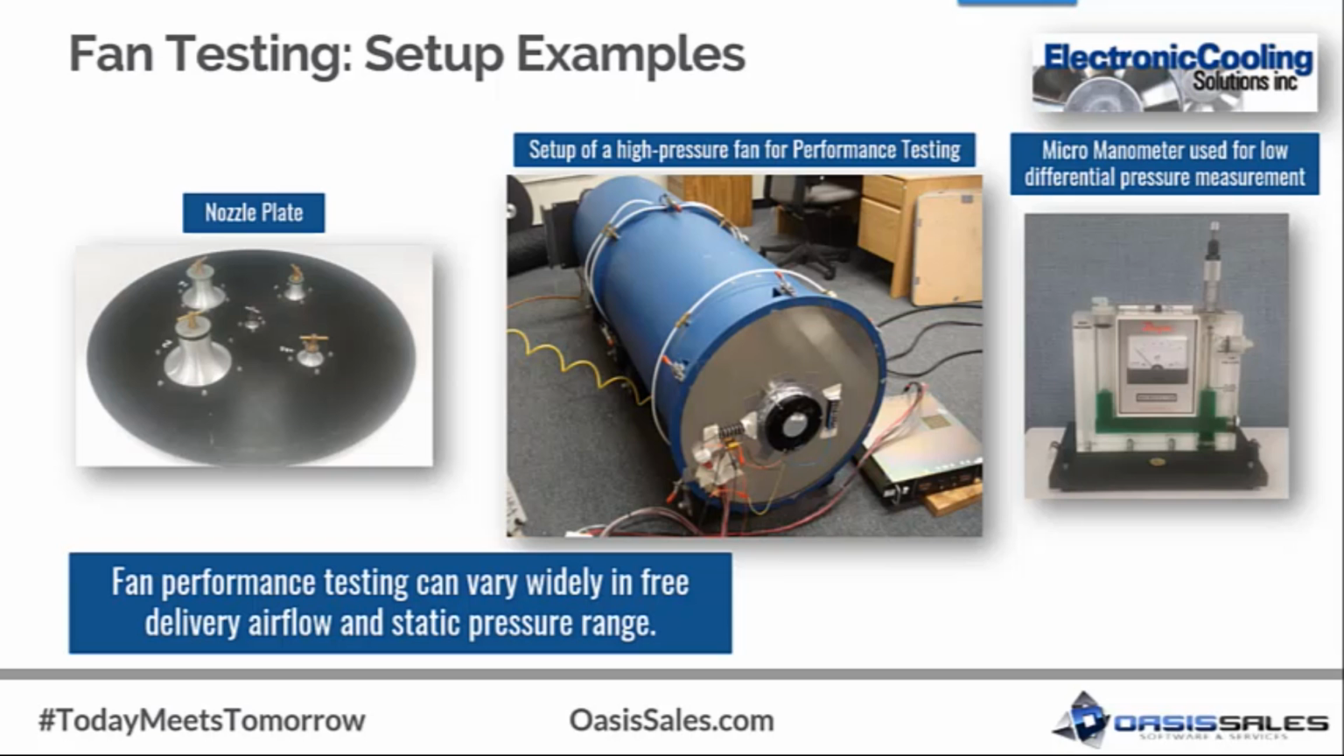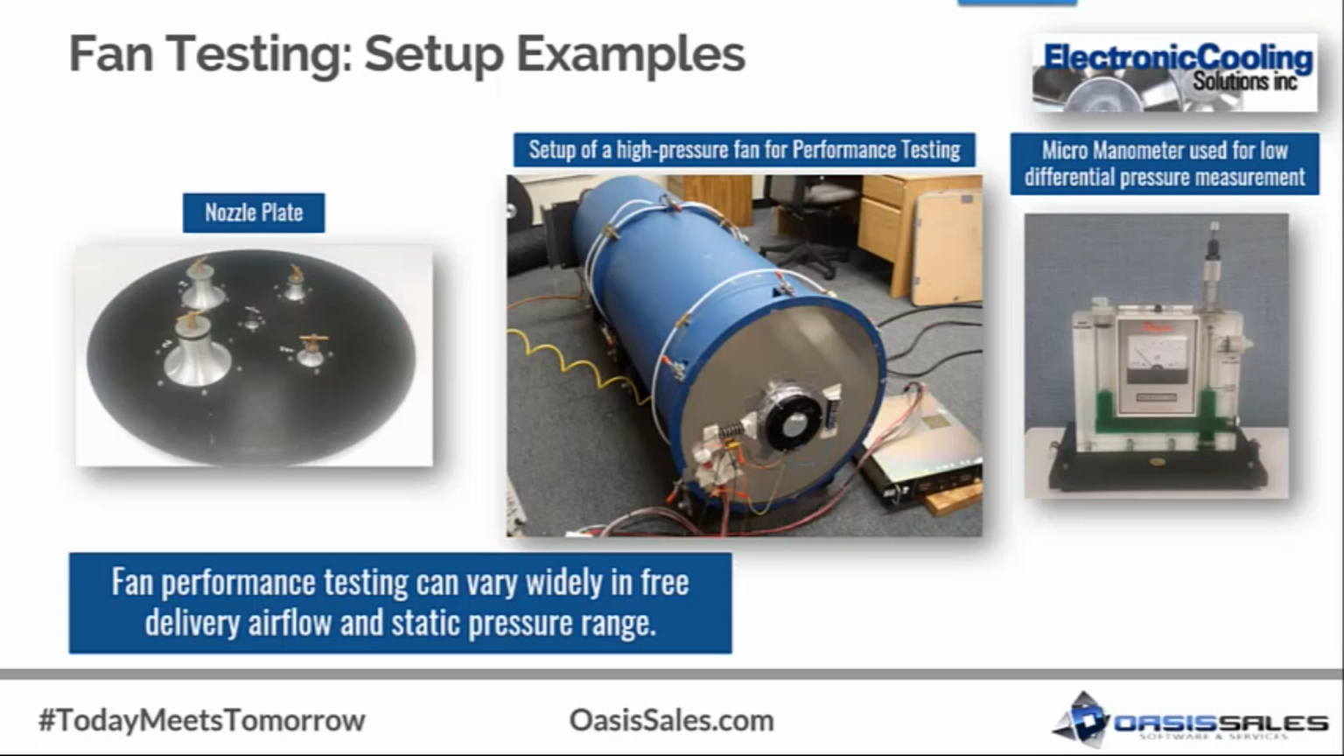For measurement of airflow in small quantities, it is important to use nozzles that are very small. At Electronic Cooling Solutions, we have nozzles ranging from 0.125 inches, which are capable of measuring 0.1 CFM, all the way to 3 by 6 inches, which are capable of measuring 4000 CFM. During low airflow measurements, it is also important to use micromanometers, as shown in the figure on the right. It can measure pressure at 0.001 inch increments.